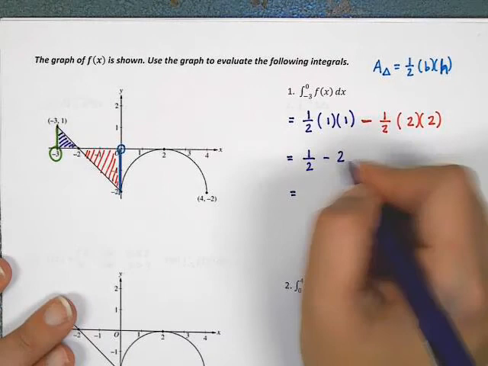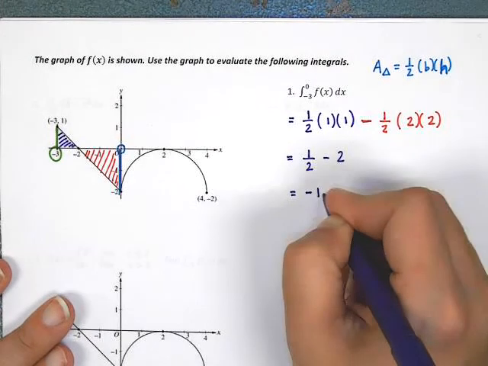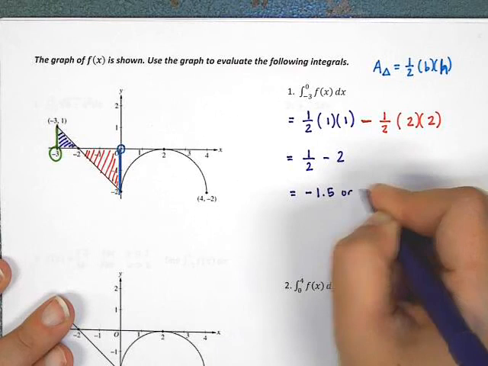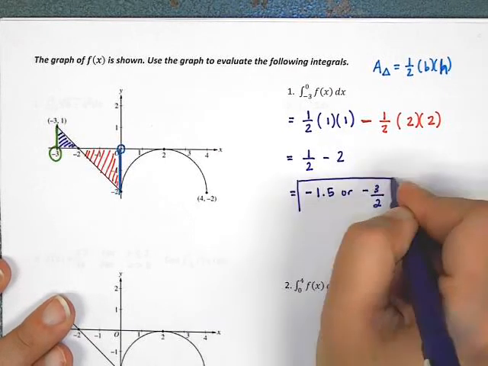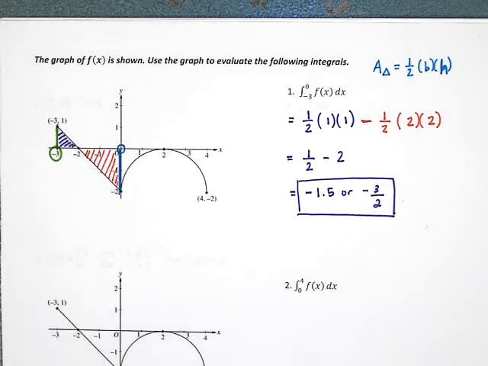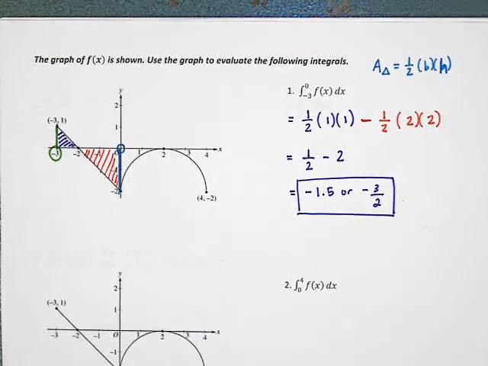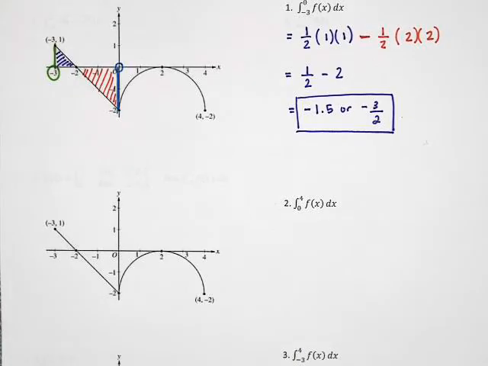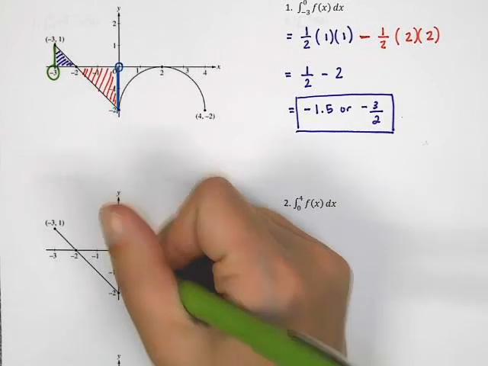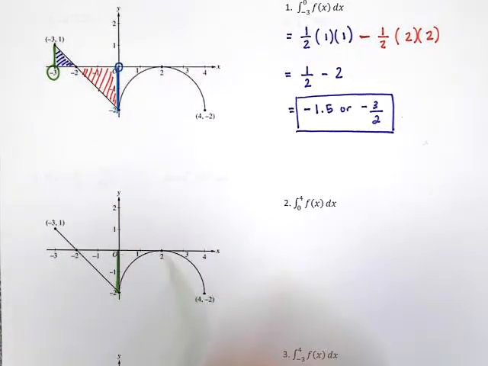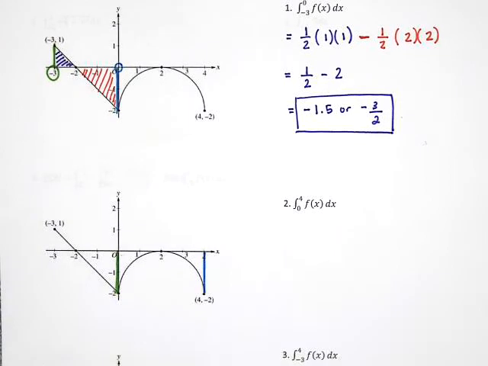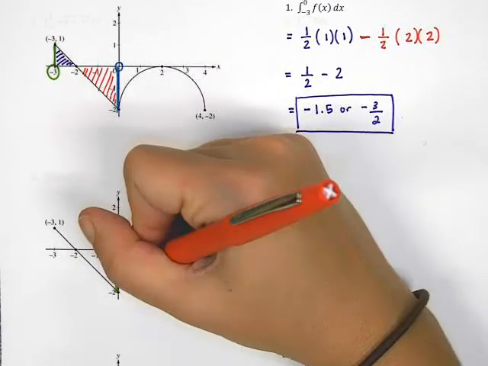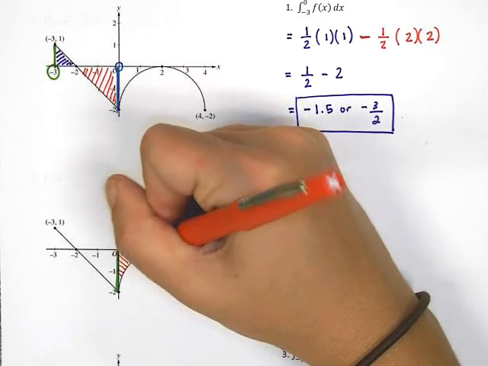Which means I have 1/2 minus 2, so -1.5, or -3/2 would be my final answer for the total area there. If I look at the next example, it says use the same picture but find the integral from 0 to 4. So 0 would be my beginning x value, and 4 would be my ending x value, and I want the area trapped between the curve and the x-axis, which would be this area.